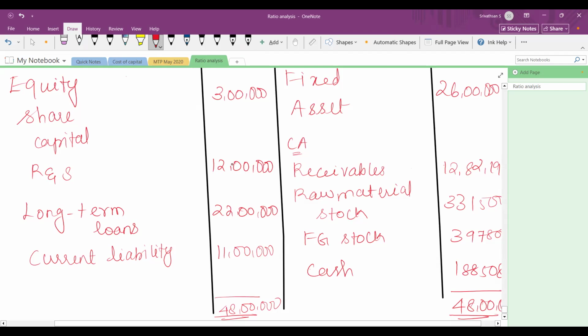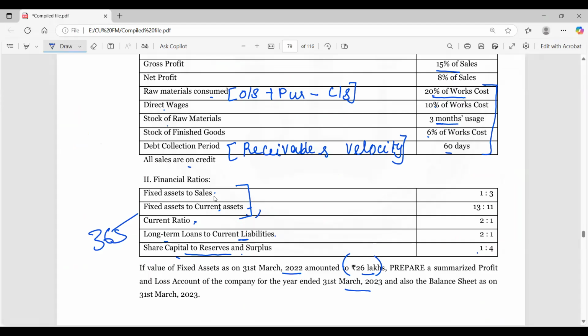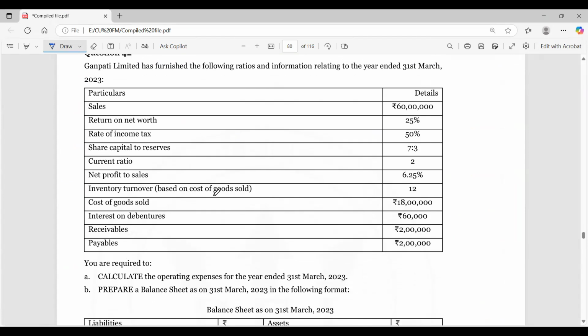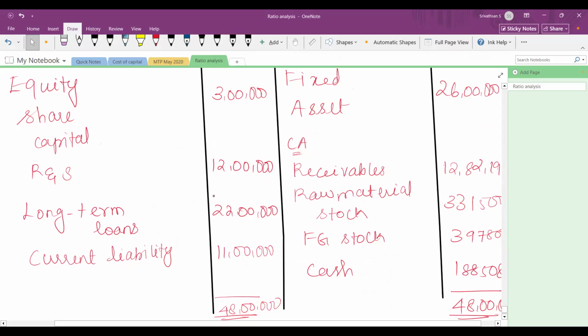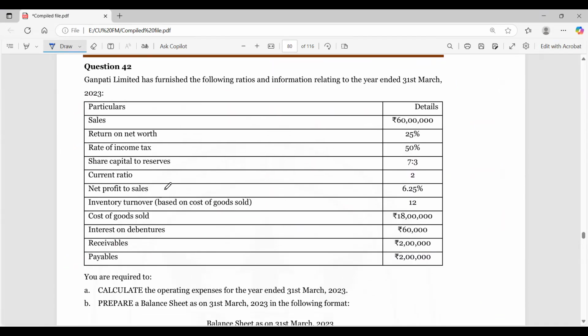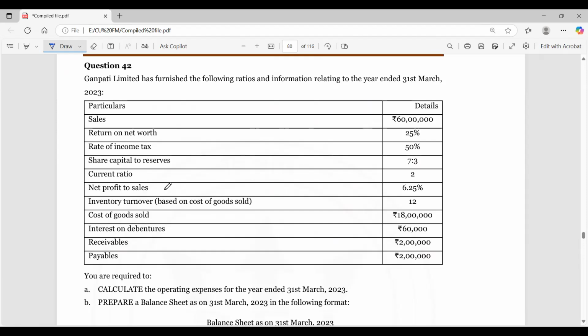Clear? Any doubt in this question? Everyone understood? Done, everyone? Shall we move to the next question? Shall we start?